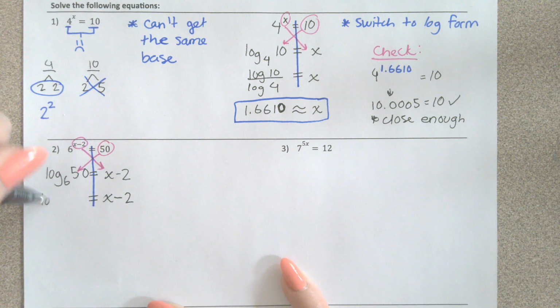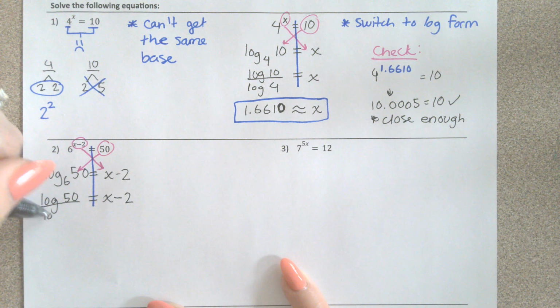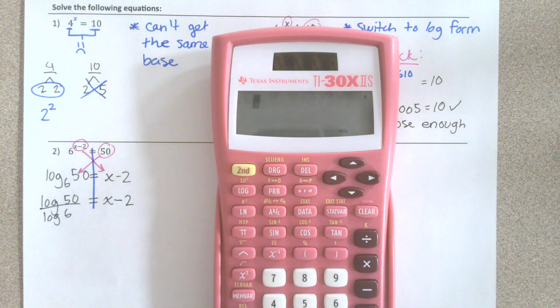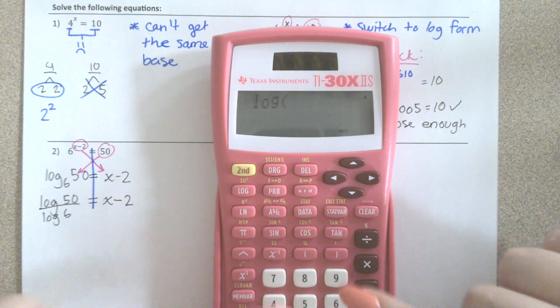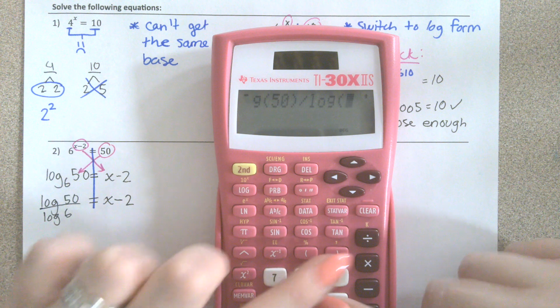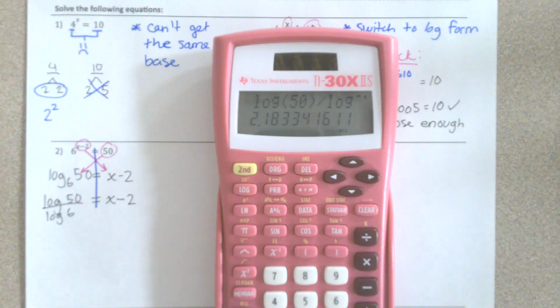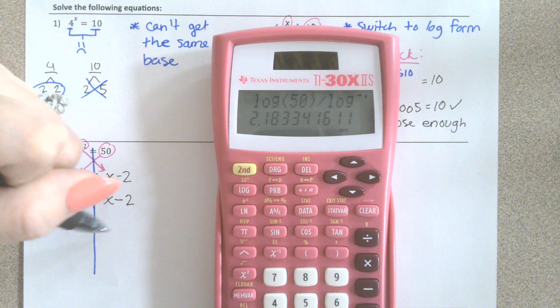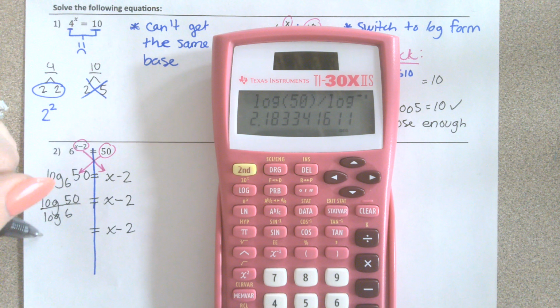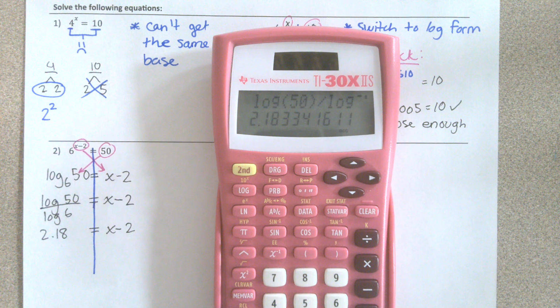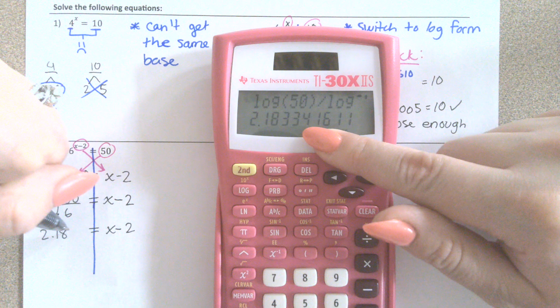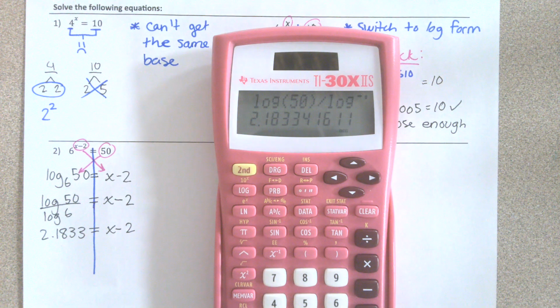Change of base formula to get this number. And again, this is going to be a not very nice decimal. Log of 50 divided by log of 6. Again, let's go for 4 decimals. We have 2.18, and then we go out to our fourth number, that's a 3. The next number, 4, will not bump it up, so it's 2.1833.